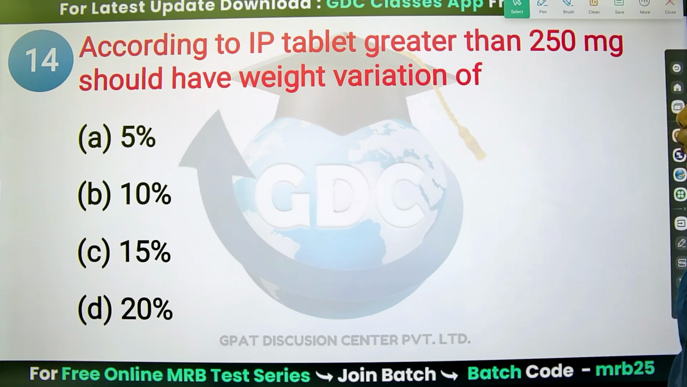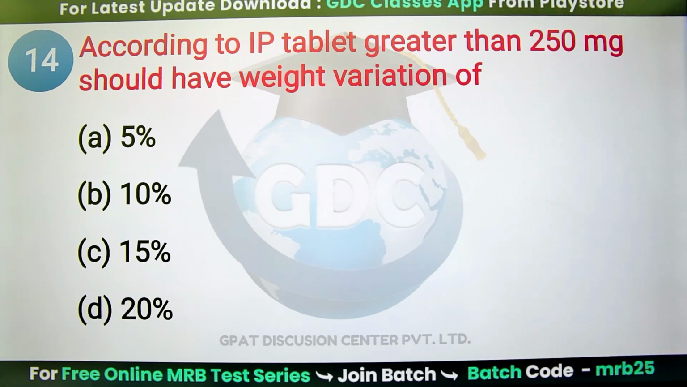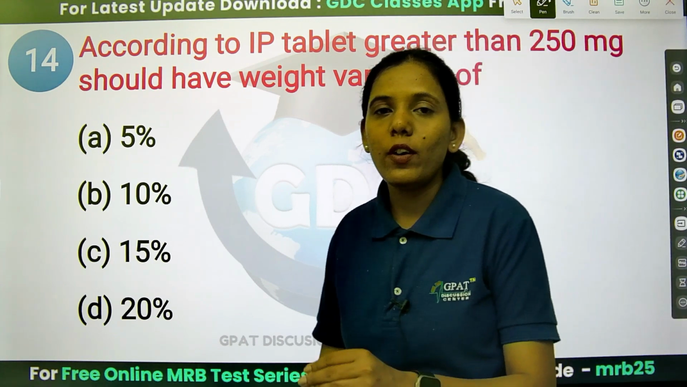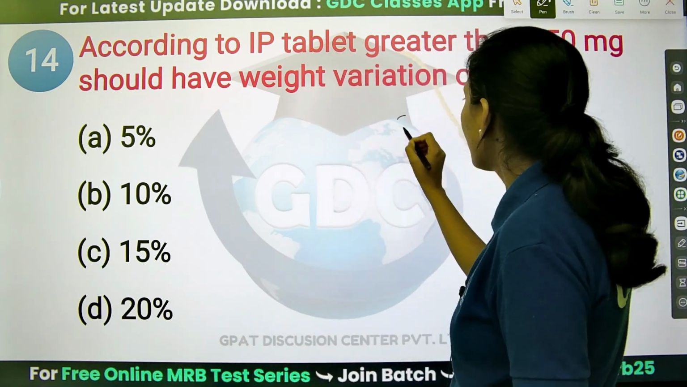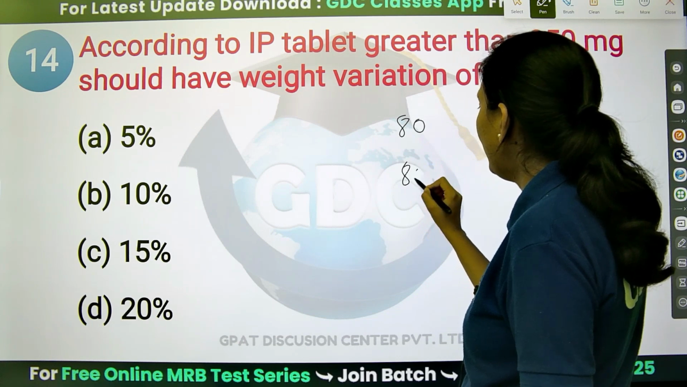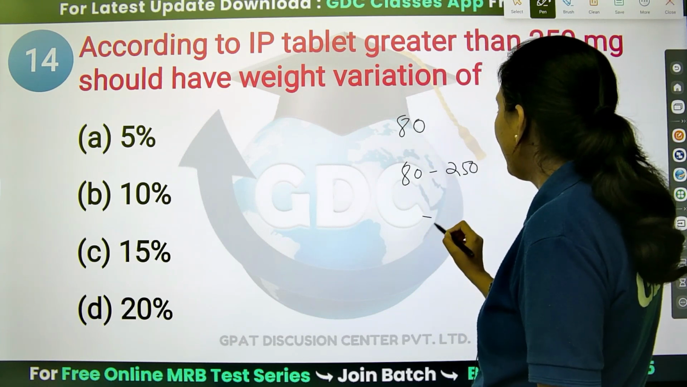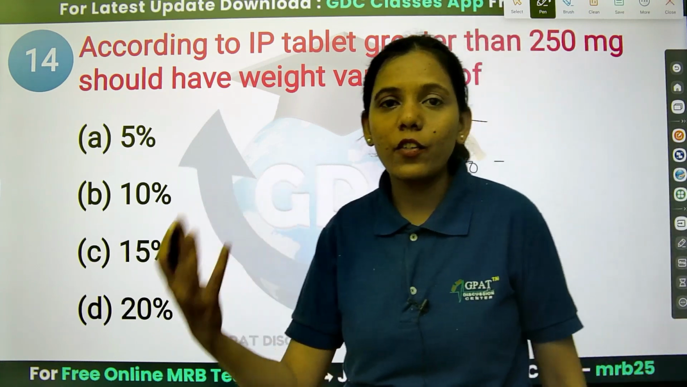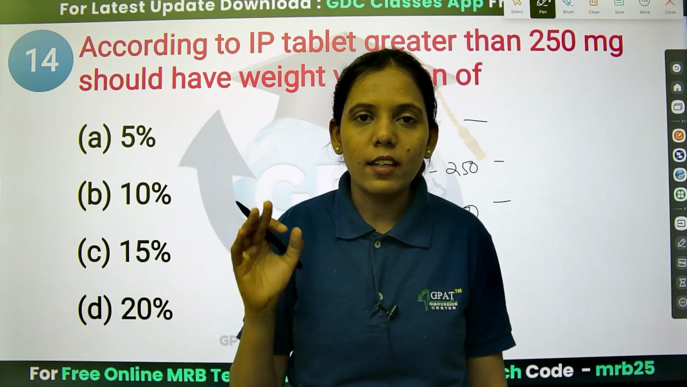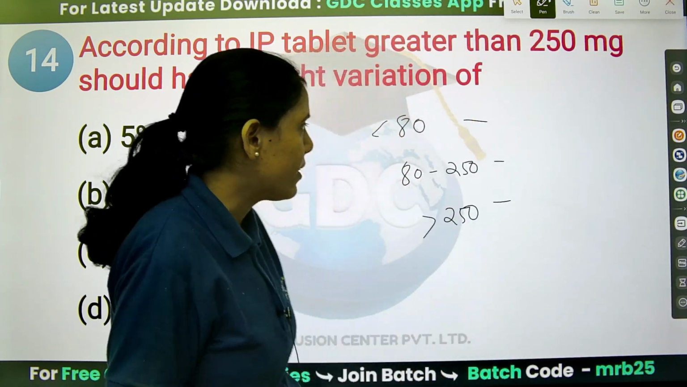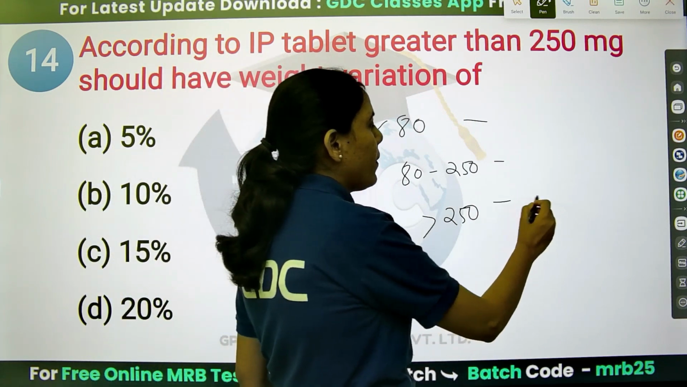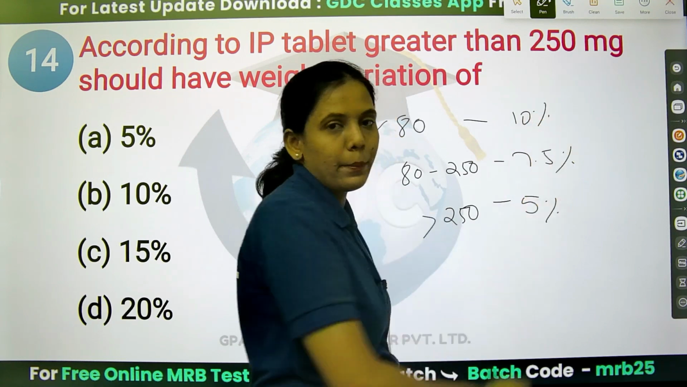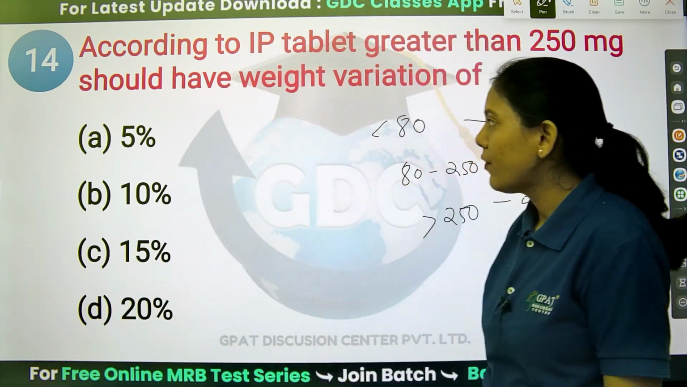Next is according to IP, a tablet greater than 250 mg should have weight variation of. We have already discussed: less than 80, then 80 to 250, and greater than 250, right? Higher the weight of the tablet, lesser is the variation. This we have already discussed. Higher the weight means 5%. Here it is 7.5%, and here it is 10%. Okay. Higher the weight, lesser will be the variation.